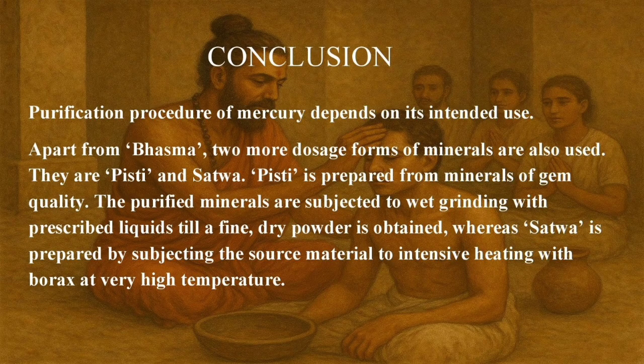Coming to the conclusion, as Rasha Shastra mainly talks about the use of mercury, so purification procedure of mercury depends on its intended use. Apart from Bhasma, two more dosage forms of minerals were used in ancient India. They are Pishti and Sattva. The Pishti is prepared from minerals of gem quality. The purified minerals are subjected to wet grinding with prescribed liquids till a fine dry powder is obtained, whereas Sattva is prepared by subjecting the source material to intensive heating with borax at very high temperature.